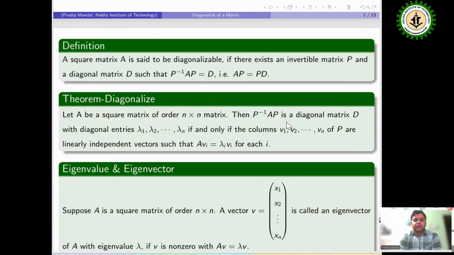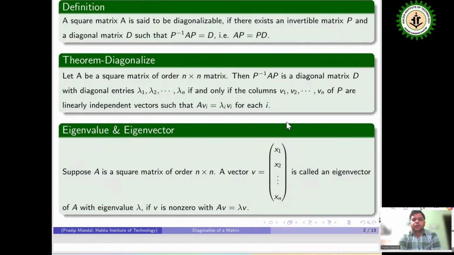Now define eigenvalue and eigenvector. Suppose A is a square matrix of order n cross n. A vector V equals x1, x2, ..., xn is called an eigenvector of A with eigenvalue lambda if V is non-zero with the condition AV equals lambda V. From this theorem and the definition of eigenvalue and eigenvector, we clearly see that to diagonalize a square matrix, we first calculate the eigenvalues and eigenvectors of the matrix A.